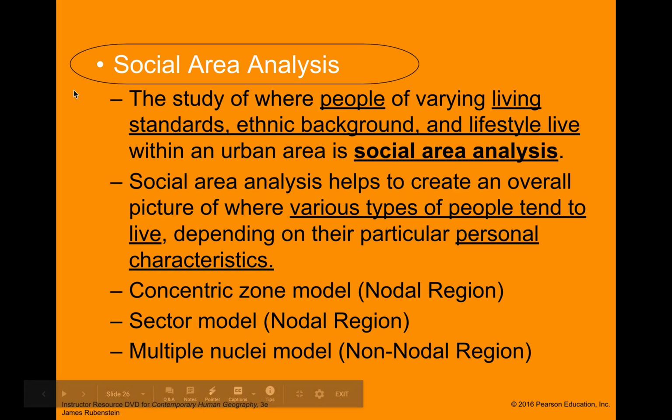A social area analysis is when we have an idea of where people live according to their ethnic background or socioeconomic status, and that helps us, again, understand the distribution of the variety of people. We use several different models. The three basic models are listed here: the concentric zone model, the sector model, and the multi-nuclei model.